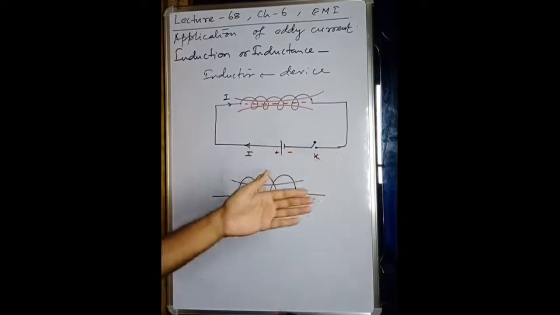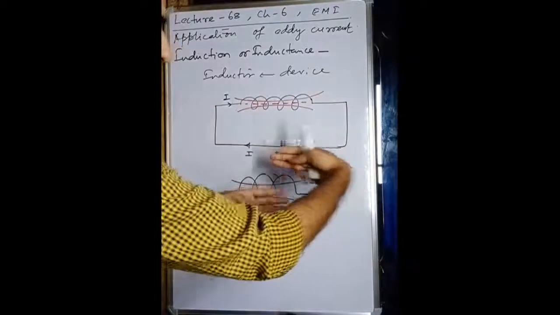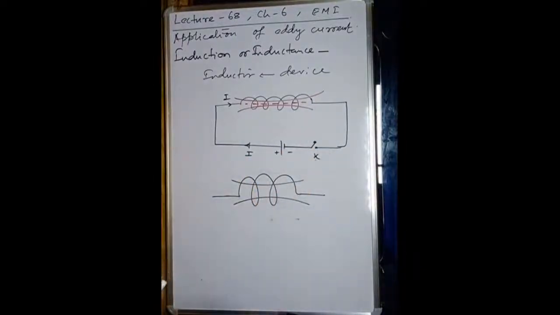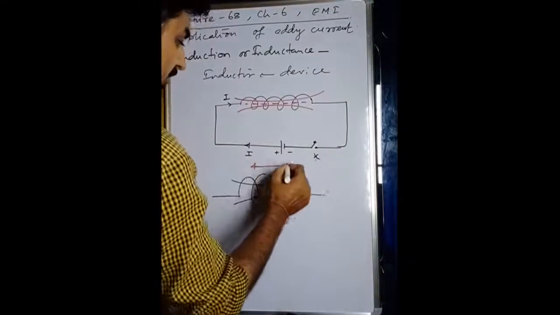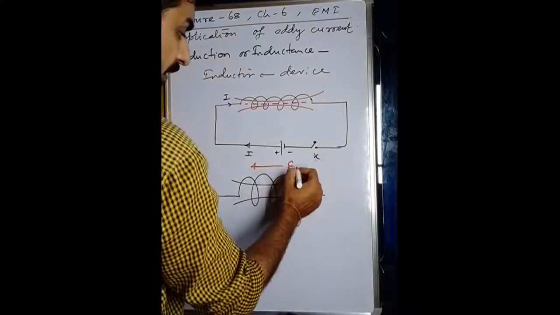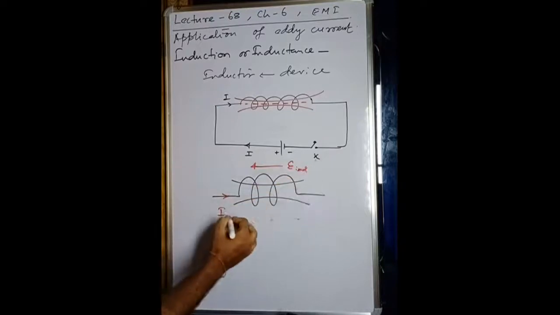If the current is increasing, there will be an EMF induced in such a way that it will oppose the change in current, that is the increasing current, and the EMF will be induced in this direction. This EMF is termed the back EMF. But remember, this is the induced EMF, but back EMF. This will be the direction if the current is increasing in this direction.